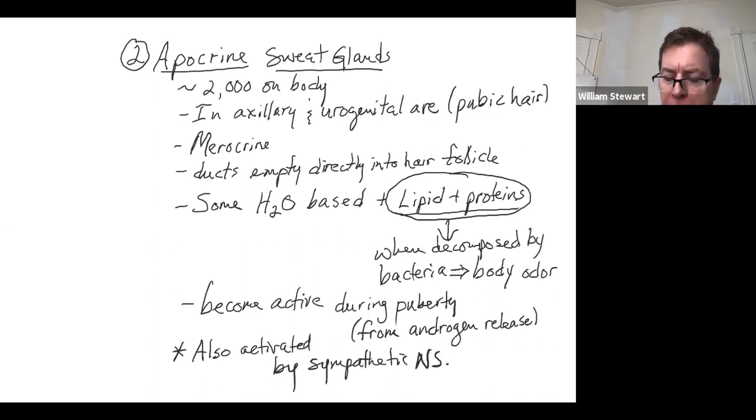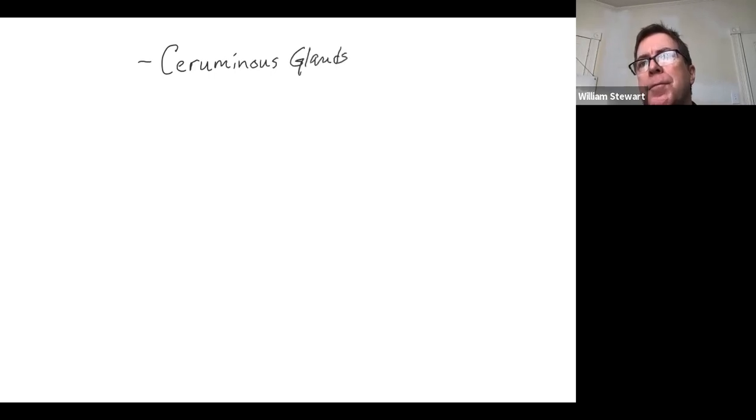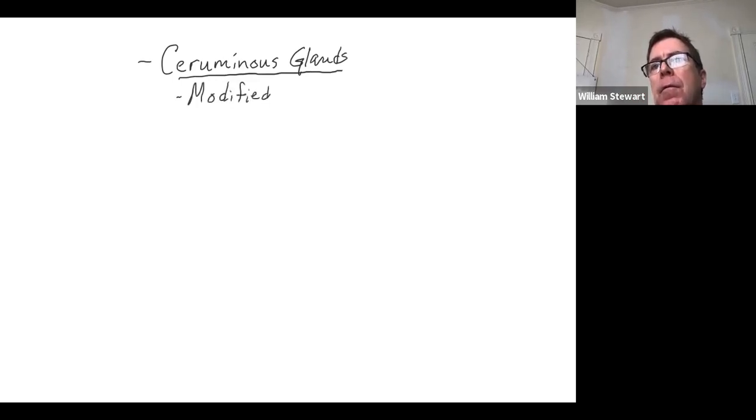So next page, I'm going to talk about a sort of specialized apocrine gland. They're called ceruminous glands. These are considered to be sort of modified apocrine glands. Okay, they are found in the canal of the external ear.